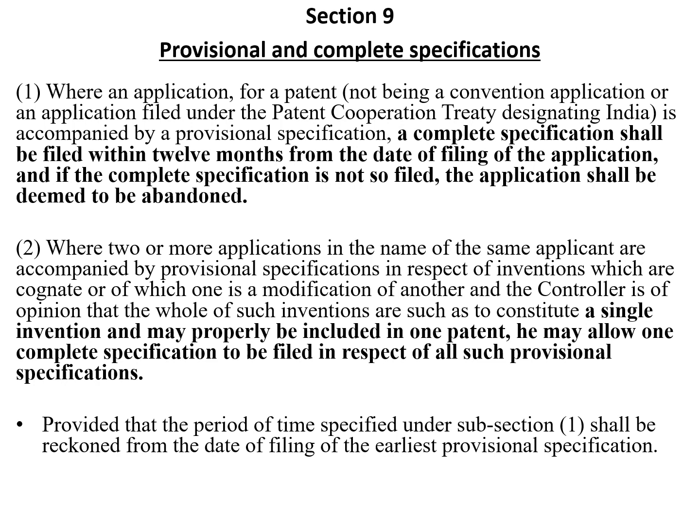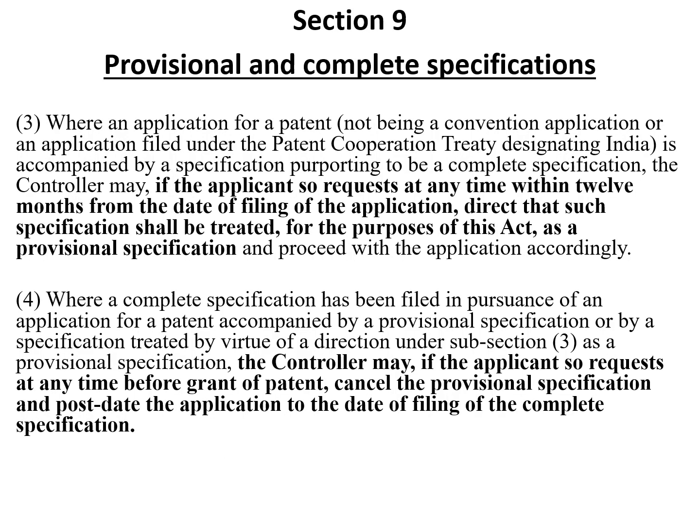Subsection 2 says that a single invention may be included in one patent only. So one complete specification may be filed in respect of all such provisional specifications. Subsection 3 of Section 9 deals with the conversion of a complete specification into a provisional specification within 12 months of filing of the complete specification.